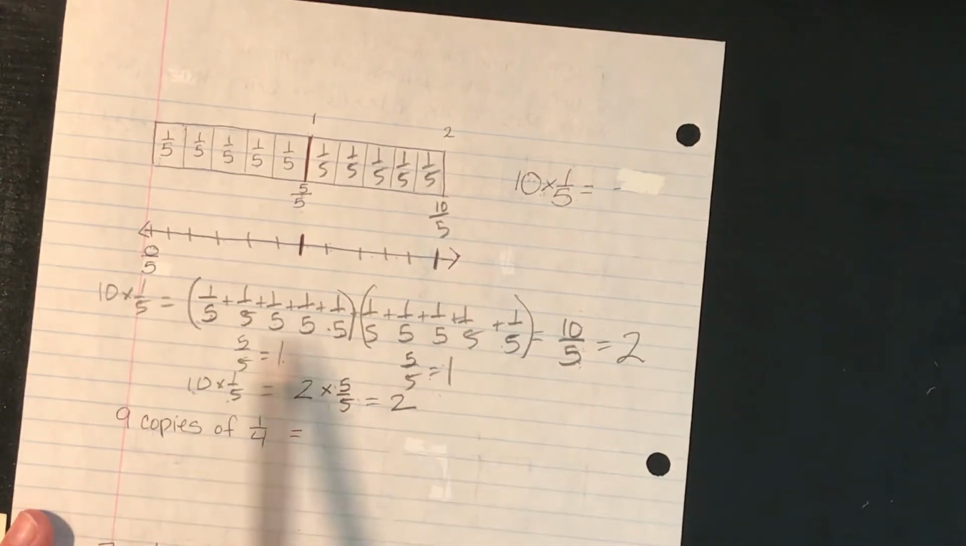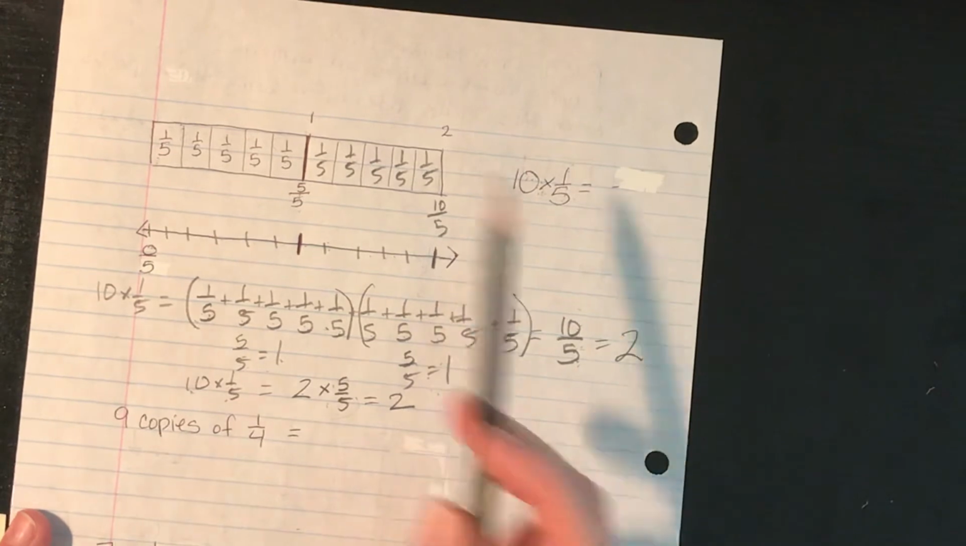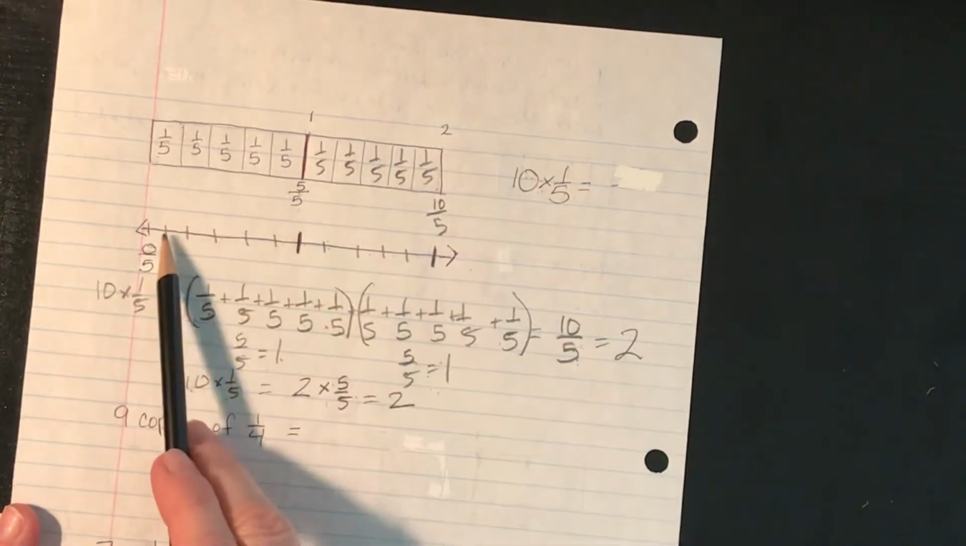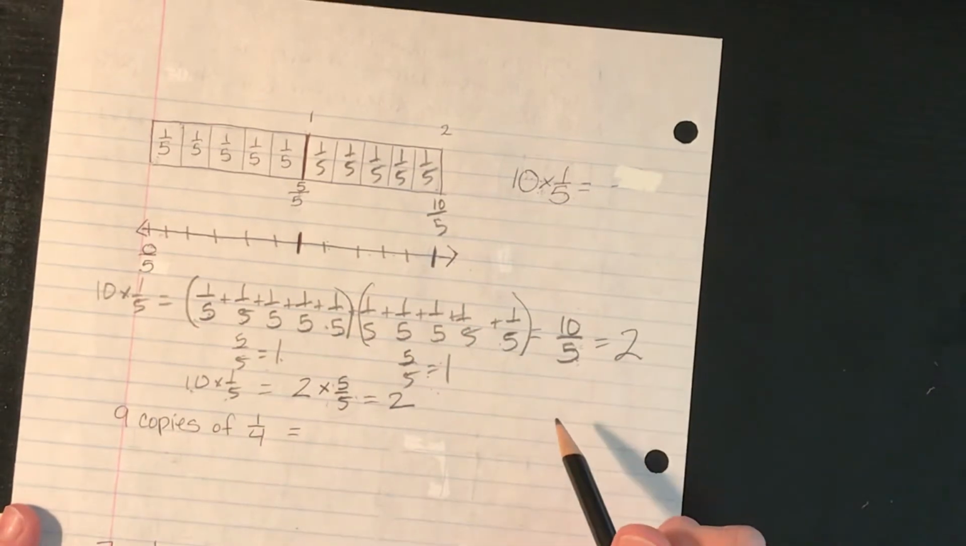So we've looked at a couple different examples using a number line, using a tape diagram to represent our fraction so we can see how it relates to a number line.